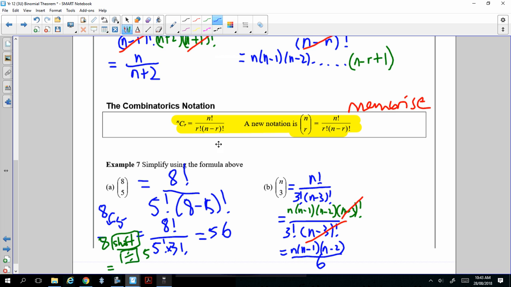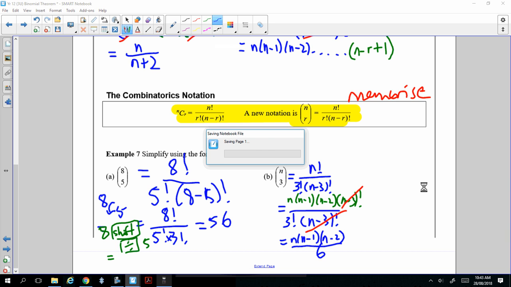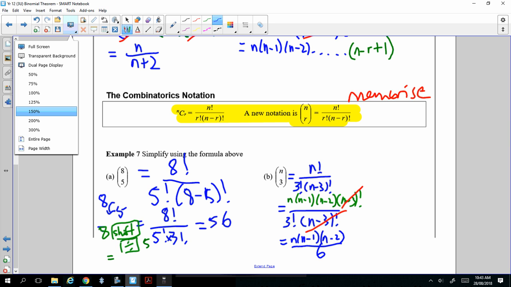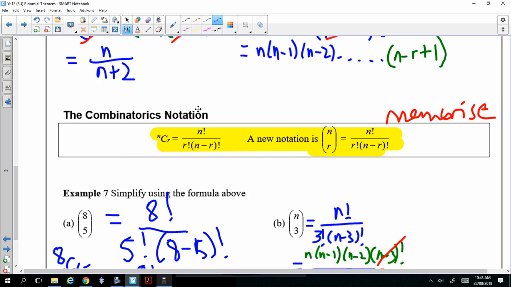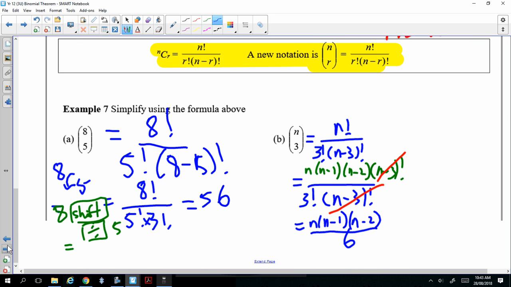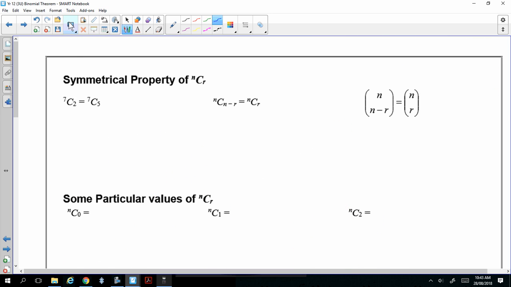One more page, then we finish. We're now going to look at some properties of this new formula. There's an interesting property about it, and it's related to Pascal's triangle, which you will learn later on. So we're going to continue with some symmetrical properties: 7C2 and 7C5.